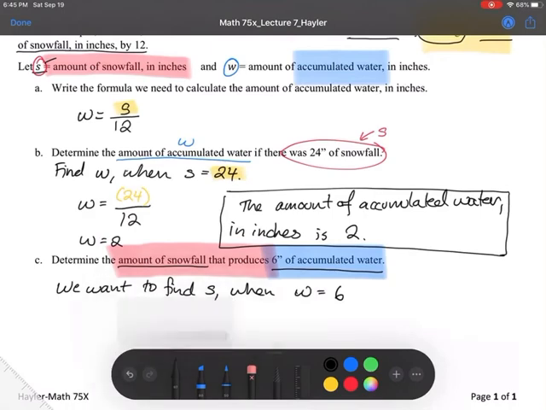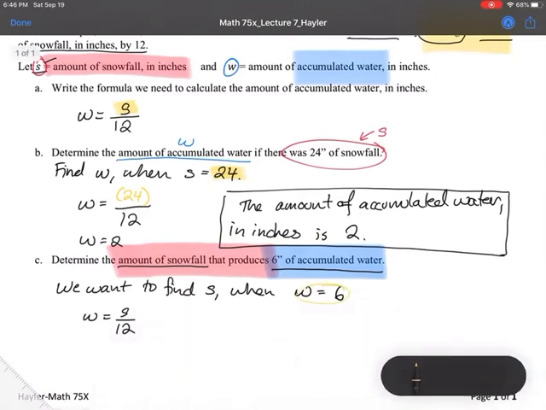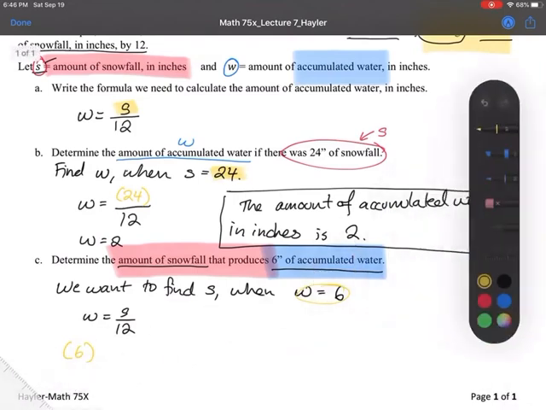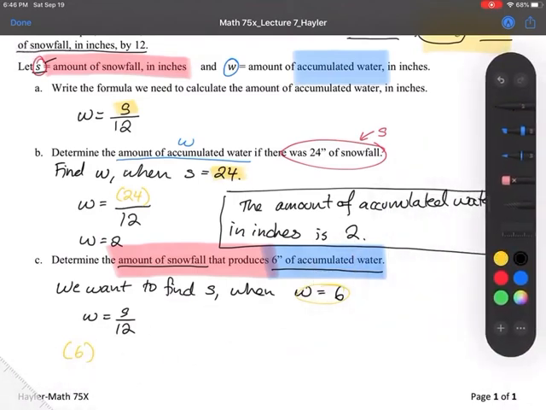Let's go ahead and plug that into our equation. So let me just rewrite our equation, W equals S over 12. But we're going to be switching out W with 6. So that's going to be 6 equals S over 12, and we're solving for S. So let's go ahead and keep solving. I'm going to move my work over here. So we have 6 equals S divided by 12.